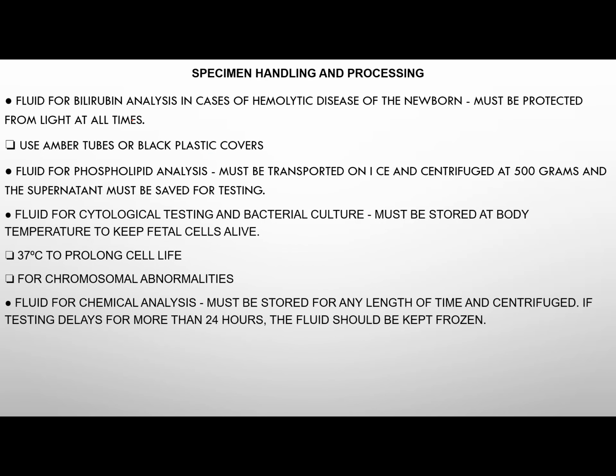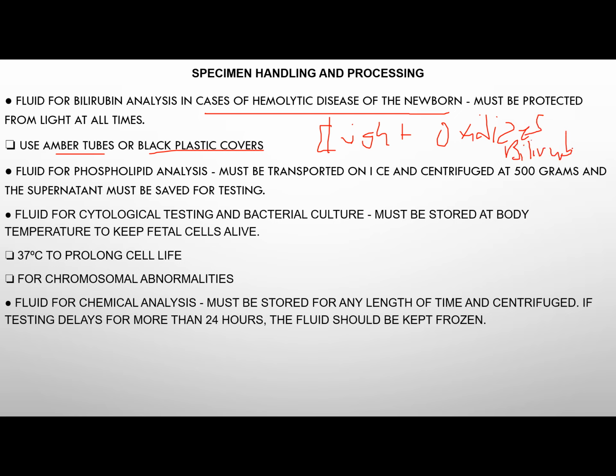Now let's talk about their processing, class. So fluid for bilirubin analysis is done, class, in cases of hemolytic disease of the newborn. So later explain ko yan. When you collect your fluid, class, amniotic fluid for bilirubin analysis, you must use amber tubes or black plastic covers. The reason, class, is that light oxidizes bilirubin. So this would lead to a falsely decreased bilirubin. So you need to protect it from light by using amber tubes or black plastic cover.